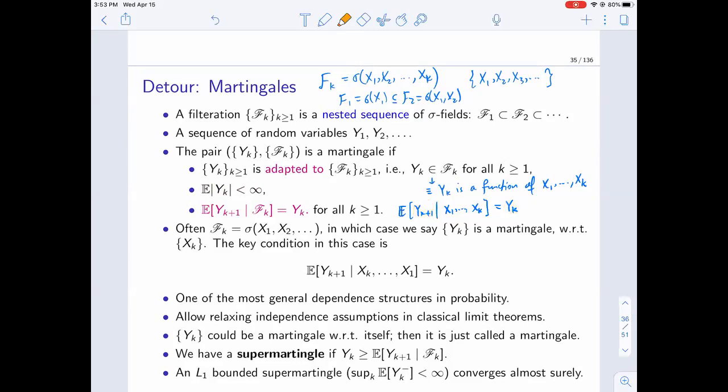And you can also see that this is a valid statement. If you recall 200B, or what conditional expectation means, this is supposed to be a function of X1 up to Xk. So when I condition Yk+1 on X1 up to Xk, that gives me a new function of these variables. This statement is valid because I'm assuming that Yk is a function of X1 up to Xk, so it makes sense for this expectation to be equal to Yk. Otherwise that wouldn't be a valid conditional expectation.